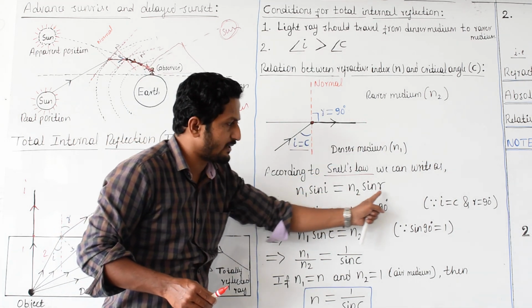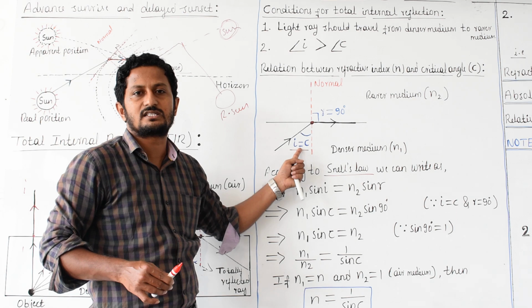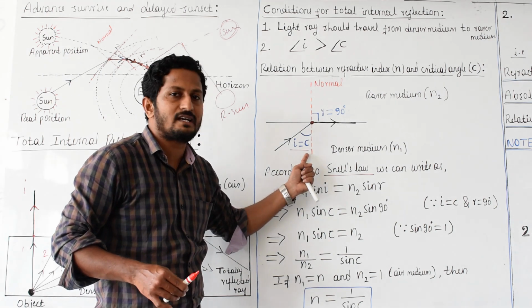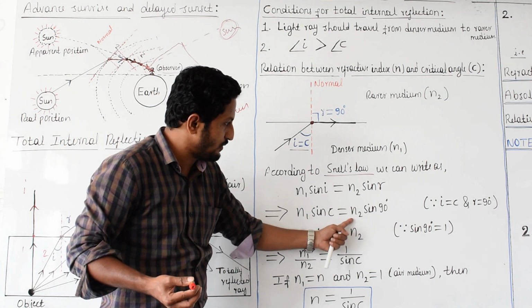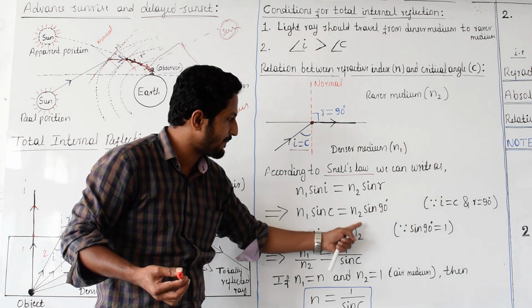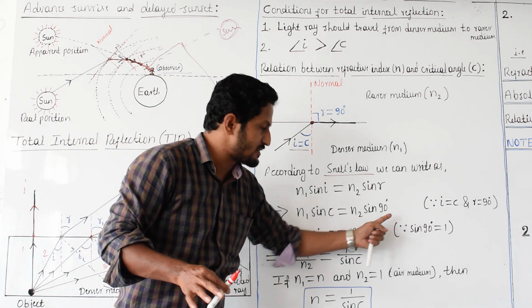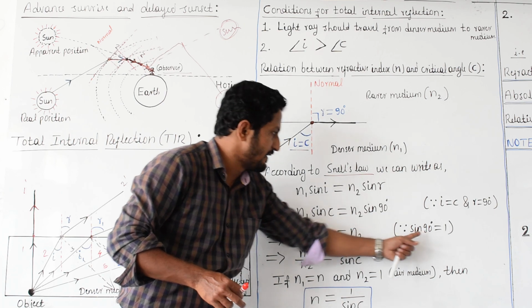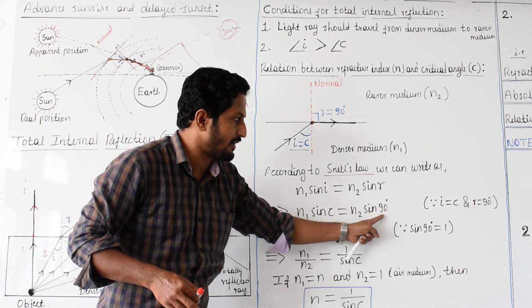Now, N1 sin i equal to N2 sin r. N1 I have written as usual. Sin of the angle of incidence; here in place of i I have taken C, that we already called the critical angle. Equal to N2 sin r. The angle of refraction is 90 degrees. N2 is as usual. What about sin 90? Sin 90 is 1. In place of i I have written C because both are equal, and here r I have written 90 degrees.